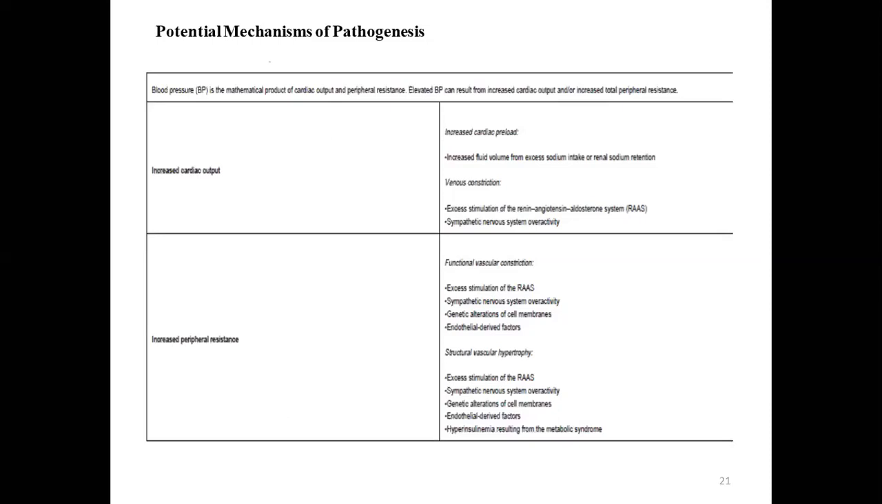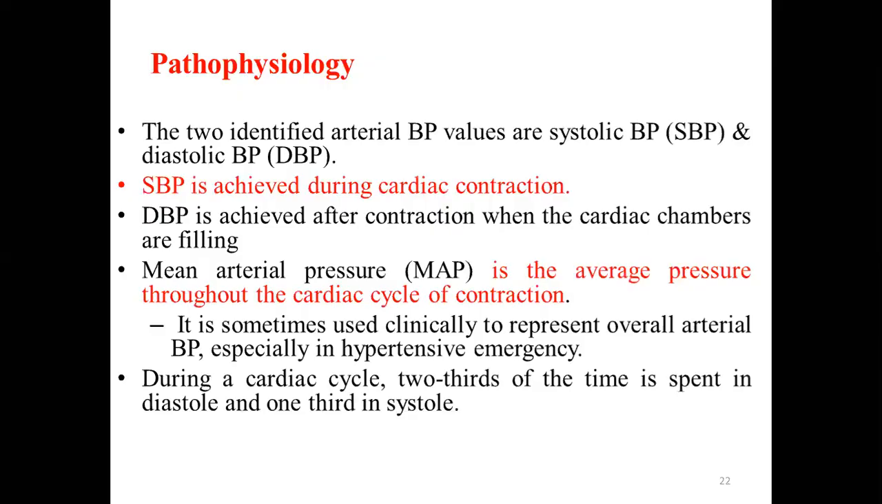As we have seen in the previous session, blood pressure is a product of cardiac output and total peripheral resistance. So any factor that can increase cardiac output can increase the risk of hypertension. Secondly, increased peripheral resistance. It could be excessive stimulation of the RAS system, sympathetic activation, or endothelial derived factors. Some of the vasoconstrictor endothelial derived factors can increase the risk of hypertension.